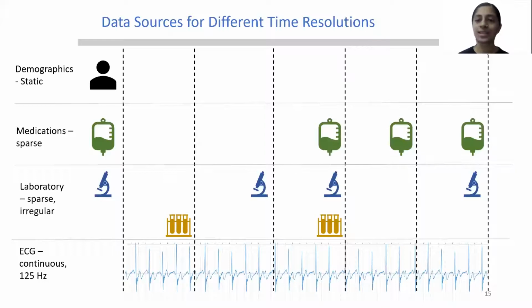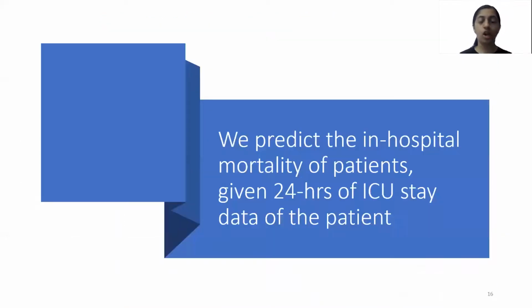Similarly, the laboratory tests are requested as and when required, and this results in a sparse and irregular time series. The ECG, on the other hand, is a very high frequency signal as compared to all of these sparse time series, and it runs continuously over the entire duration of the patient's stay. So we focus on the task of predicting the in-hospital mortality of the patient. So we consider the 24 hours of ICU stay of a patient, and we try to predict whether or not the patient survives.